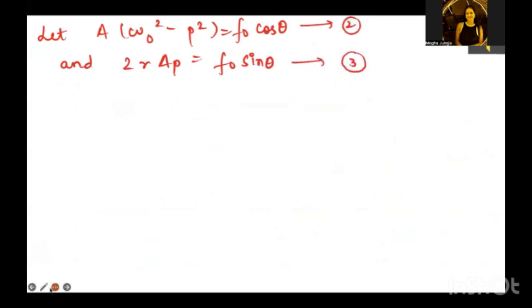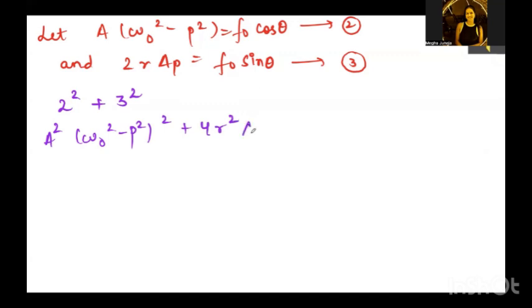Okay, दोनों को क्या करते हैं? Squaring and adding. Okay, so we can say second square plus third equation square. So from here what we are going to get? A square omega naught square minus p square whole square plus 4r square a square p square is equivalent to f naught square cos square theta plus sin square theta. Correct? And cos square theta plus sin square theta, automatically it gives us 1 itself.